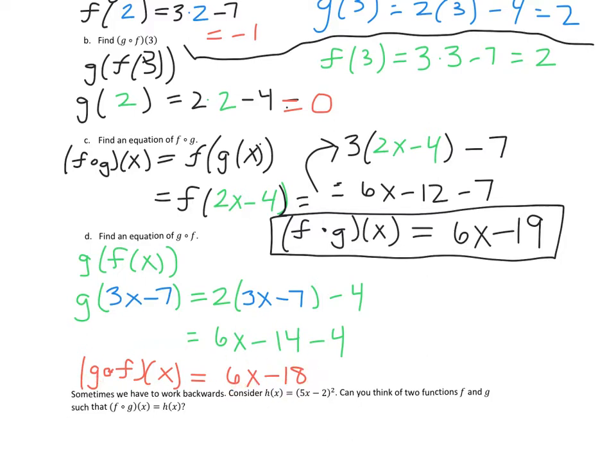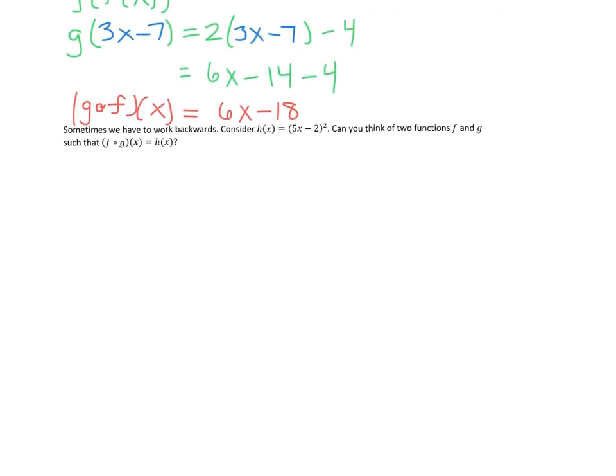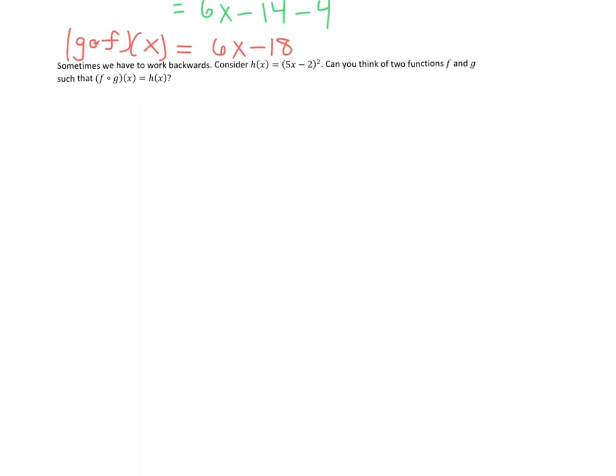And again, notice if we go back to part B, when we plugged in 3, we would get 6 times 3 is 18, 18 minus 18 is 0. So g of f of 3 is still 0. And that's exactly what we got from part B. Okay, let's take a look at our next example. Sometimes we have to work backwards.